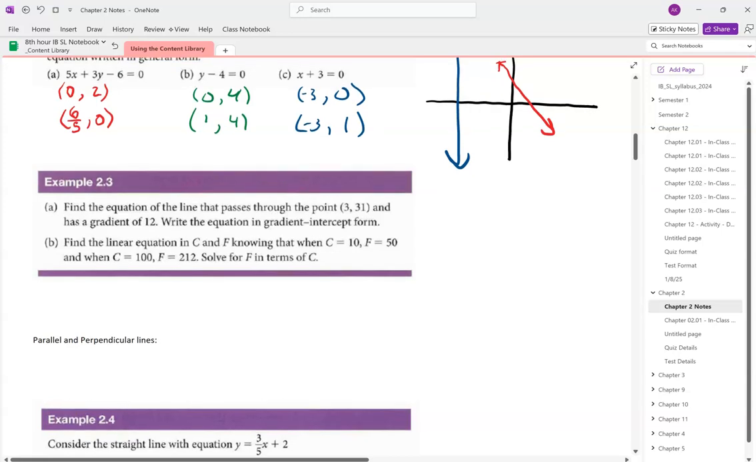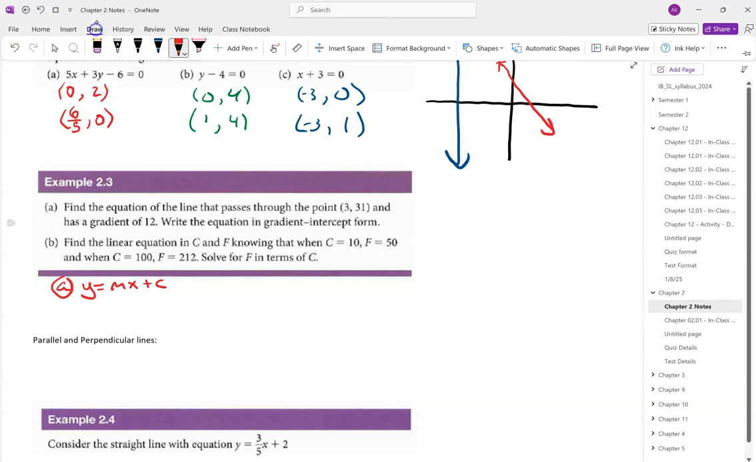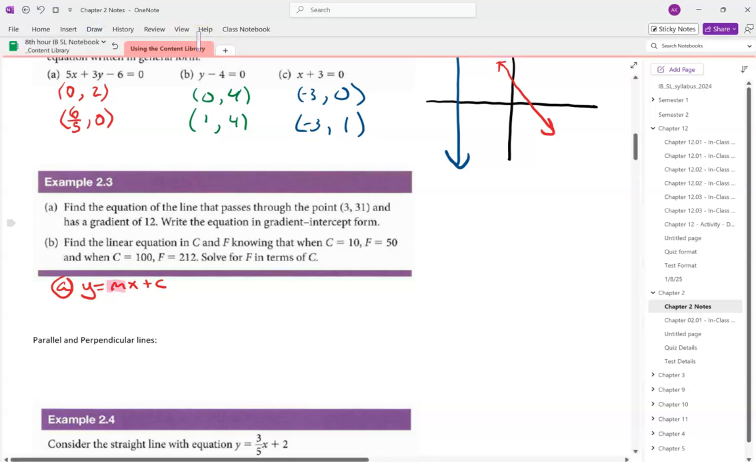All right, next example says, find the equation of a line that passes through the point 3, 31 and has a gradient of 12. Write the equation in gradient intercept form. So to do gradient intercept form, that is y equals mx plus c. So we need to find m and c.